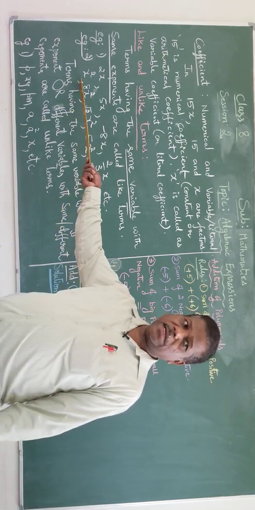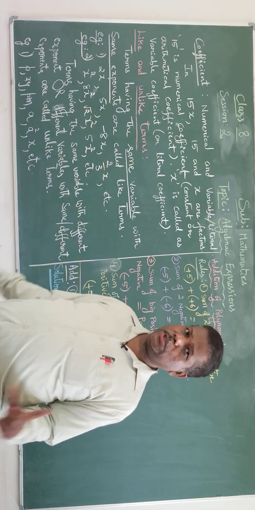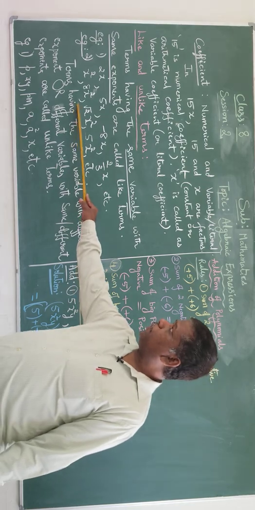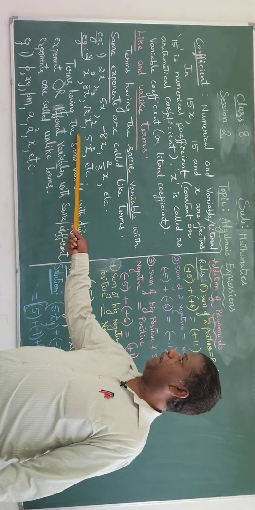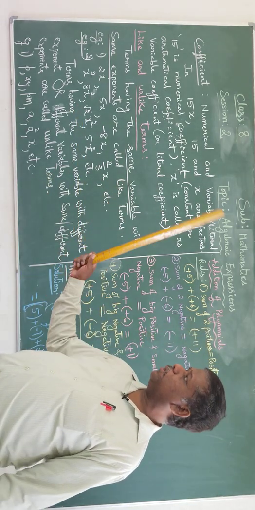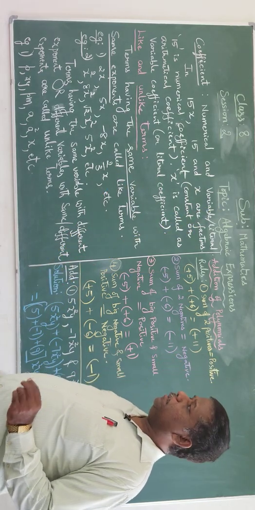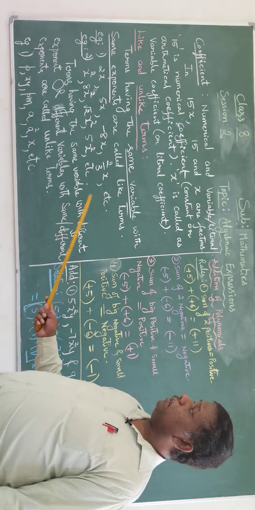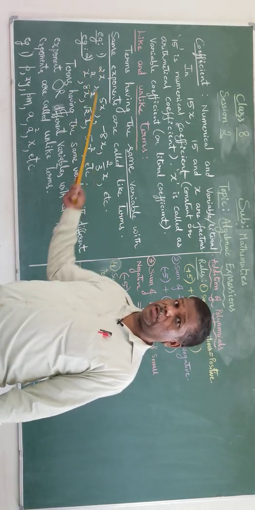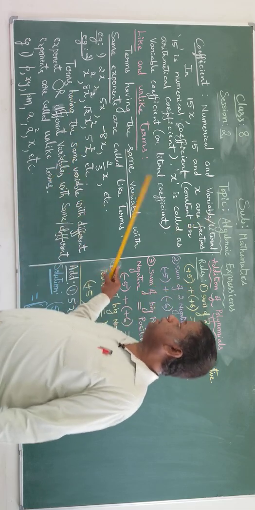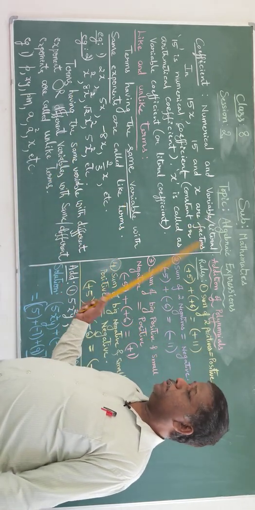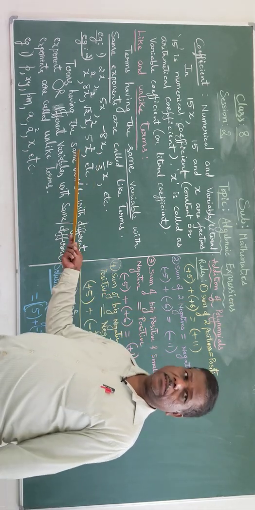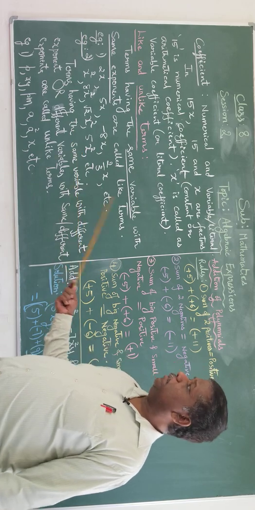Now in the second example, we have x square, x to the power of 2, correct? 8x square, square root of 2 x square, 5x square. These are four terms. In all of them you can see x square is the variable, and all four have been given power 2. So having the same variable and the same exponent, these are like terms.